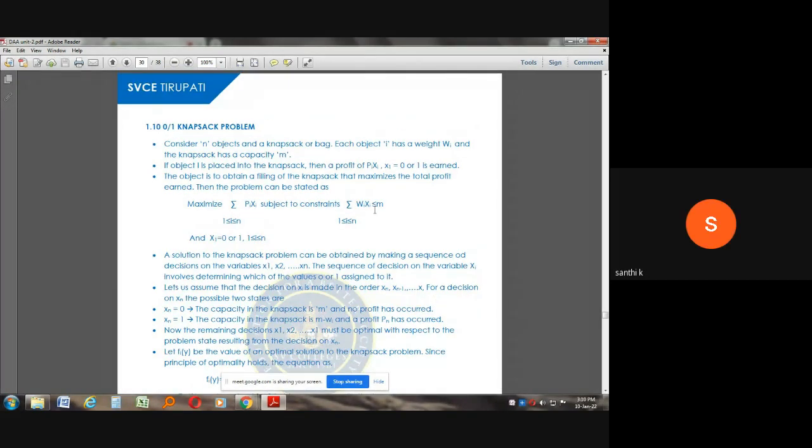So today we are going to discuss the 0 or 1 knapsack problem. You have already listened to this concept using the greedy method. So we will see how to solve the same problem using dynamic programming. The knapsack problem is: consider n objects.